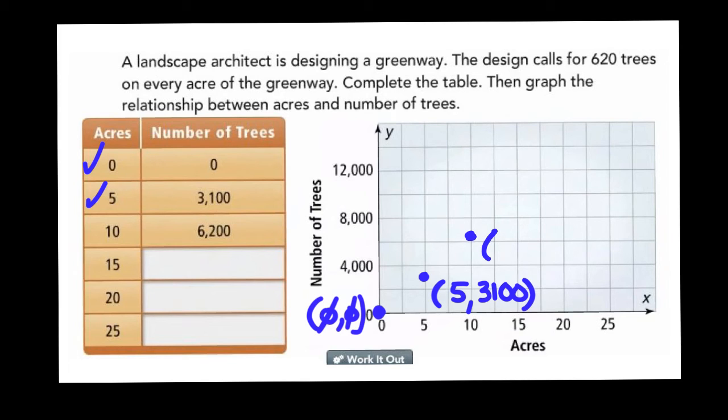And I'm going to label it 10, 6,200. Now you go ahead and fill in the table and plot the last 3 points. Pause the video, please.